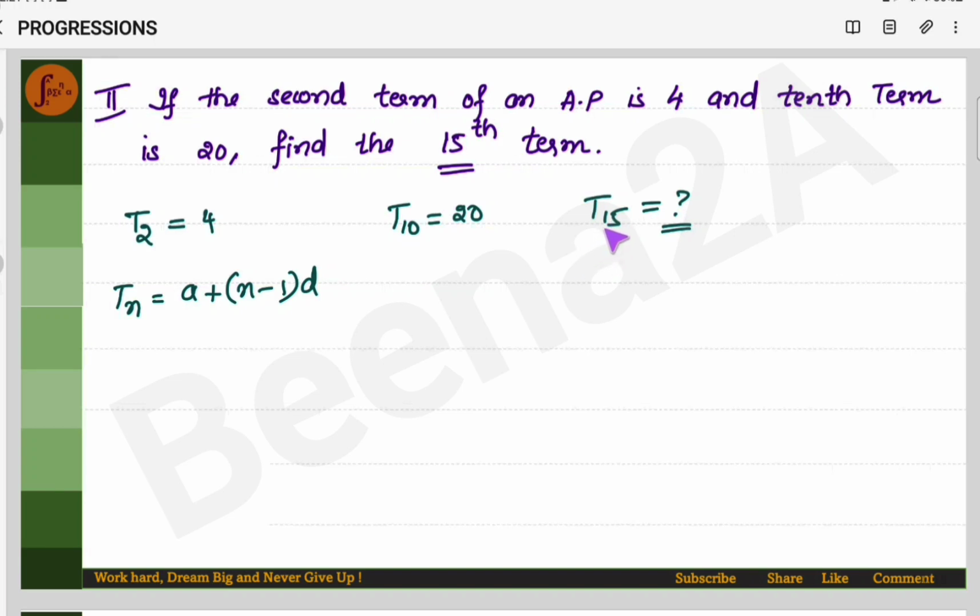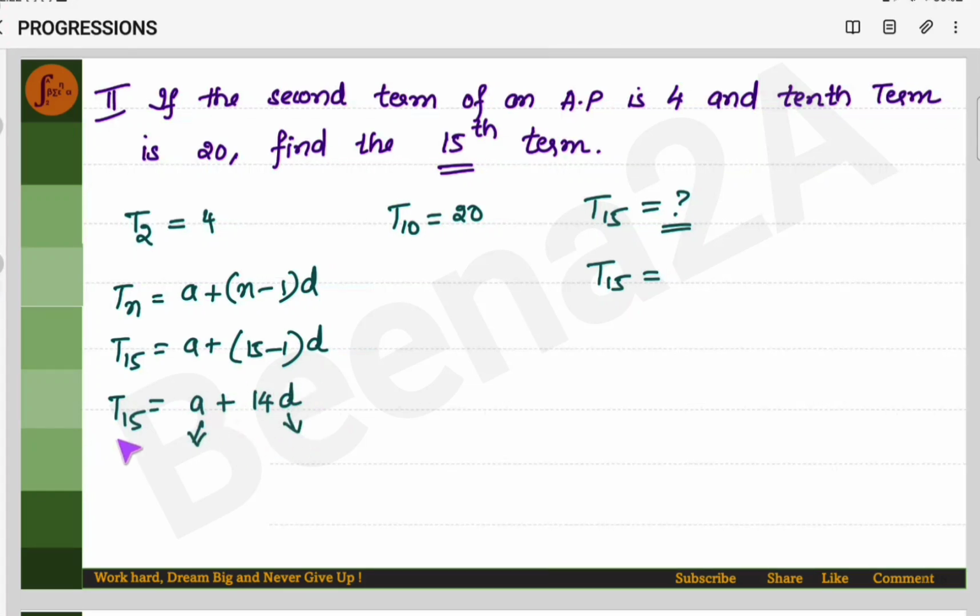Now, if I have to find the 15th term, what is it that I need? I need a. I don't know what the first term is. N I know, n is 15. So it will be 15 minus 1 into d, which is a plus 14d, right? I don't know a, I don't know d. Without knowing these two values, I can't find the 15th term. So let me use what they have given in the problem. They have given the second term and the 10th term. Now using the second term and the 10th term, we'll find out the 15th term.